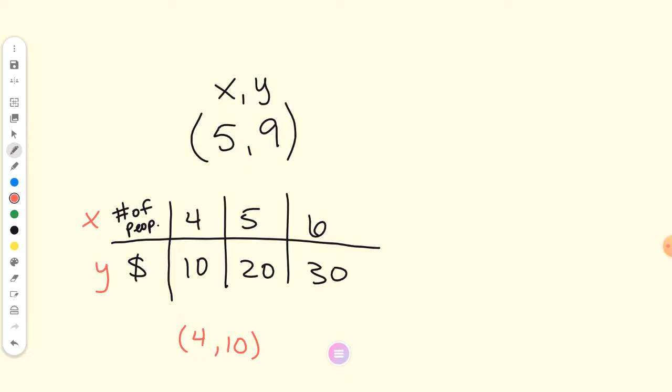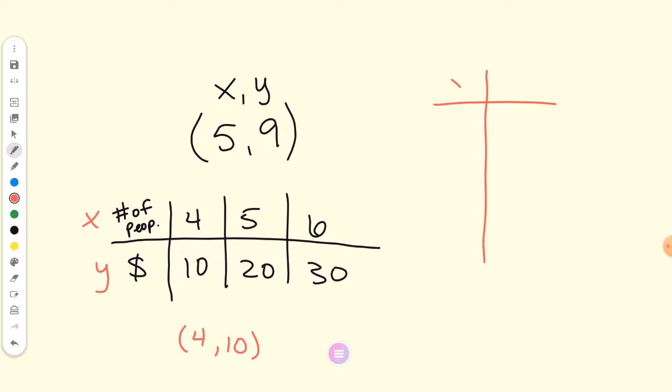What is the x label for this table? Paxton? Number of people. Number of people, yeah, okay. What do I do if the table is this way? A vertical table. Which one's the x and which one's the y? Kanan? The y is on the right and the x is on the left.